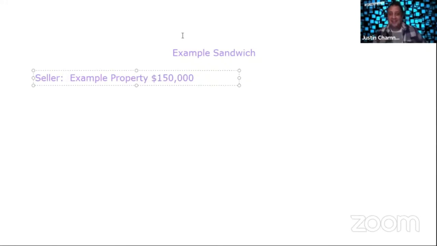All right, so the seller has a property that's worth $150,000. We call them. Let's say we generated this lead on automated REI, for example. We sent a text blast. They responded. We call them. We use the guts conversation. And we pre-qualify them. They seem motivated.